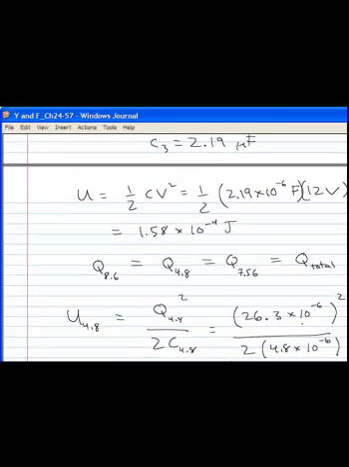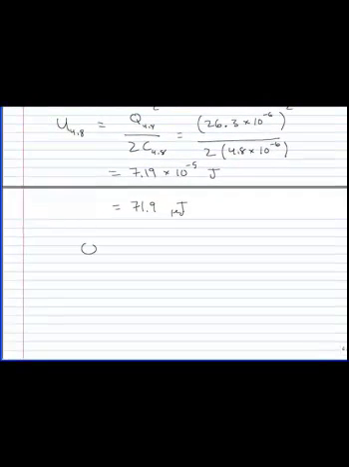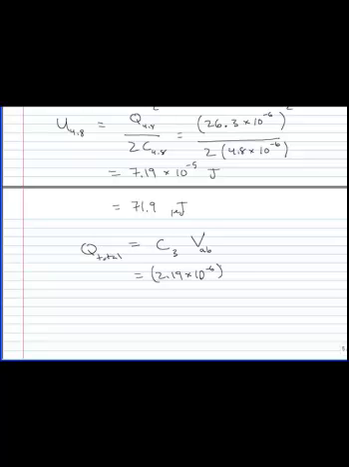This number here, the 26.3 microcoulombs, came from the total charge, where we said Q total is equal to the total capacitance times the total voltage, and so that was 2.19 times 10 to the minus 6 times 12.